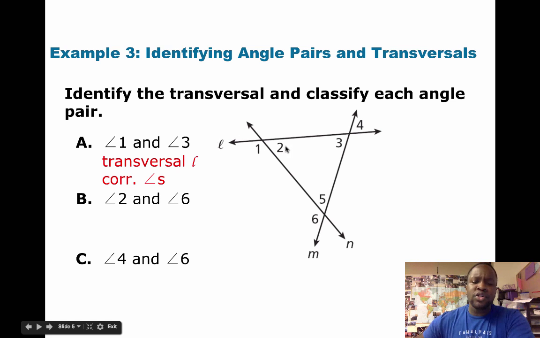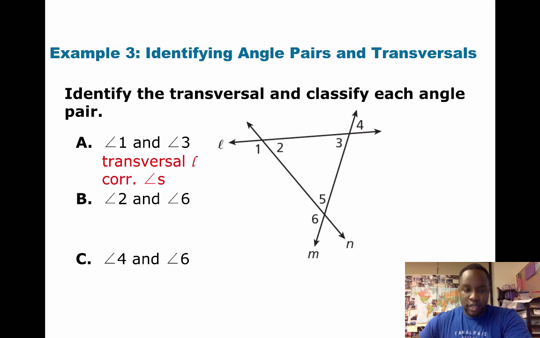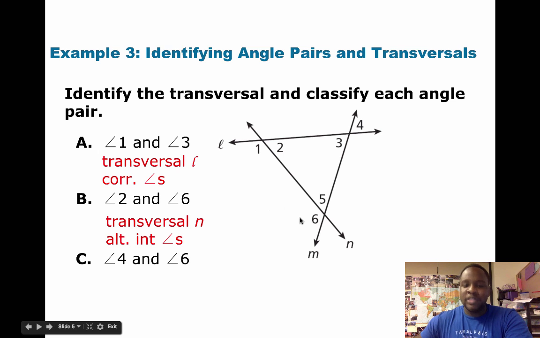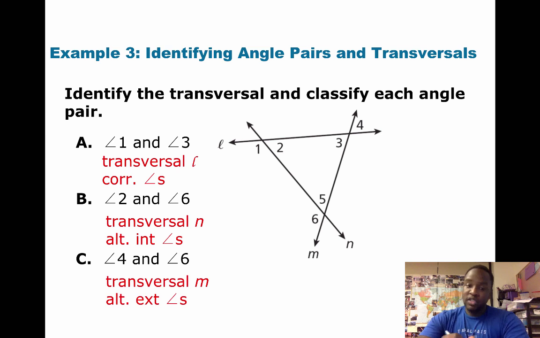Okay, what about 2 and 6? The transversal is line N, and these are alternate interior angles. And then lastly, 4 and 6. What is the transversal, and what's the angle relationship? The transversal is line M, and they are alternate exterior angles.